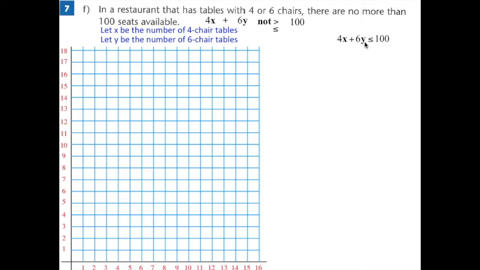I want to get my 6y alone. The 4x is stopping that, so I'm going to subtract 4x from the left-hand side to get rid of the 4x, and if I subtract from the left, I also have to subtract from the right. So we end up with 6y is less than or equal to negative 4x plus 100.